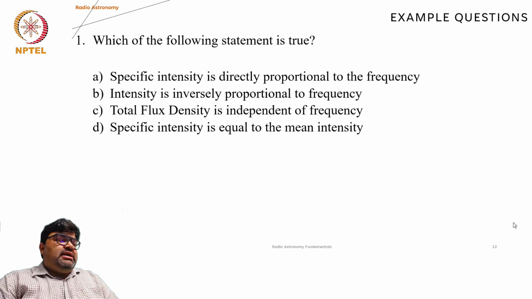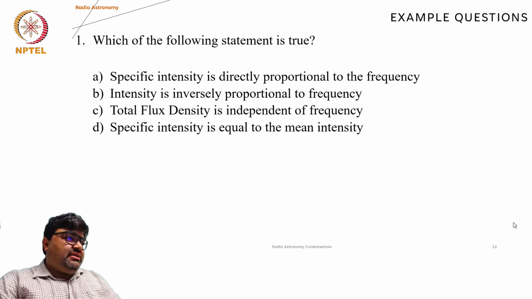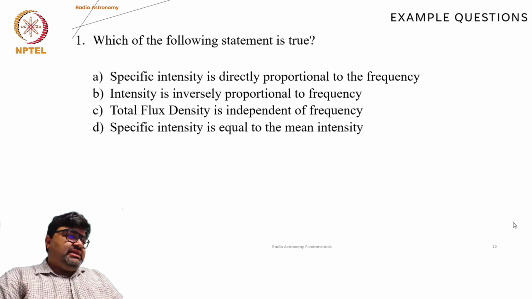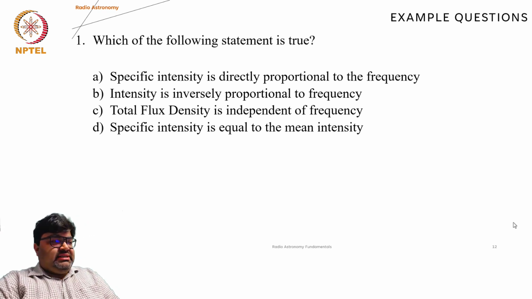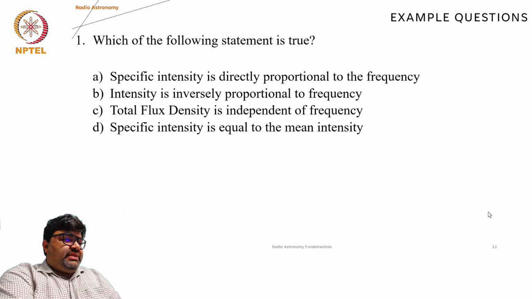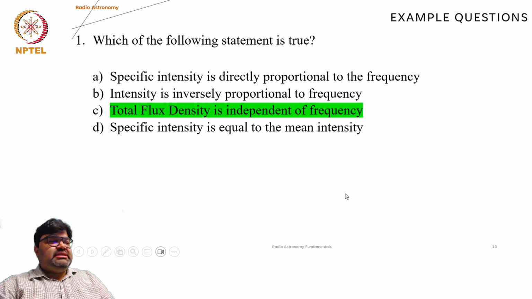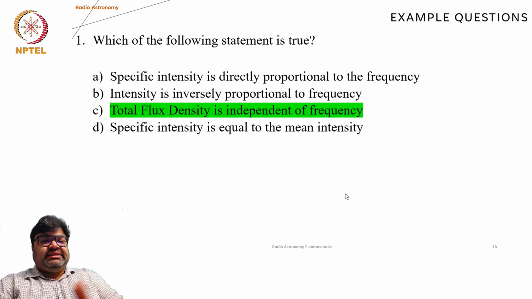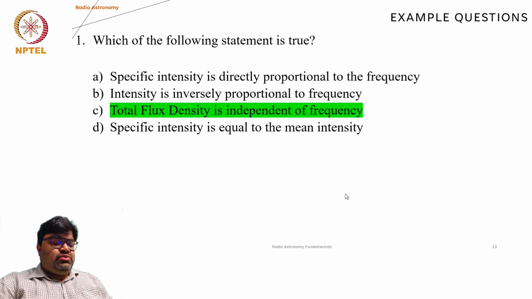Let's take a few examples to sort out any issues regarding these confusing definitions of specific intensity, flux density, and luminosity. The first one: which of the following statements is true? Specific intensity is directly proportional to the frequency. Intensity is inversely proportional to the frequency. Total flux density is independent of frequency. Specific intensity is equal to the mean intensity. The answer is that total flux density is independent of the frequency, because we know total flux is the integration of S nu over d nu. So that is the true answer.